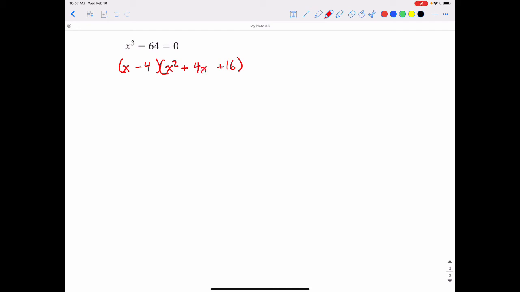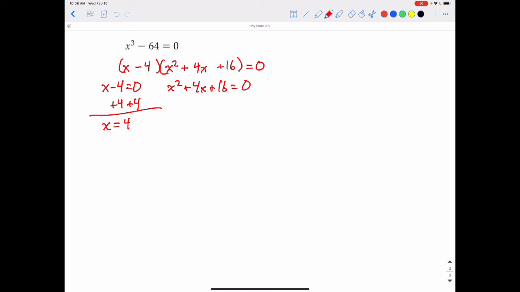Remember, it's a different sign because this simplifies to just x cubed minus 64, and lots of things have to cancel out. And then just like we did a while ago, we're going to set each set of parentheses equal to 0. So x minus 4 equal to 0, and x squared plus 4x plus 16 equal to 0. And x minus 4 equal to 0 is simple enough to solve. We just add 4 to both sides. So that would be x equal to 4.